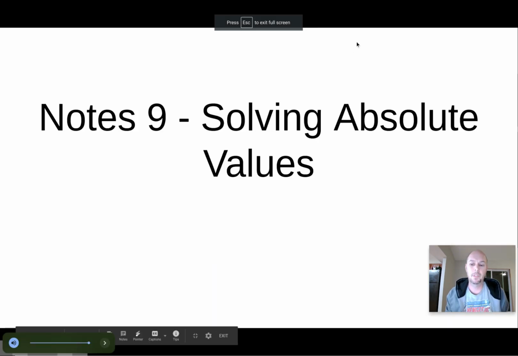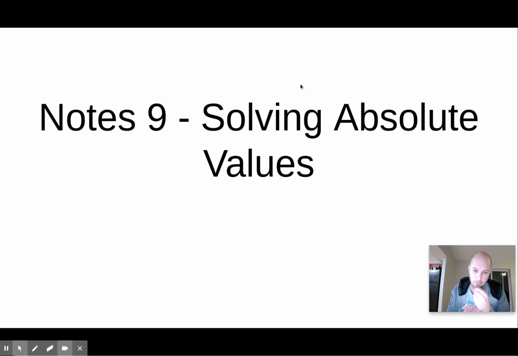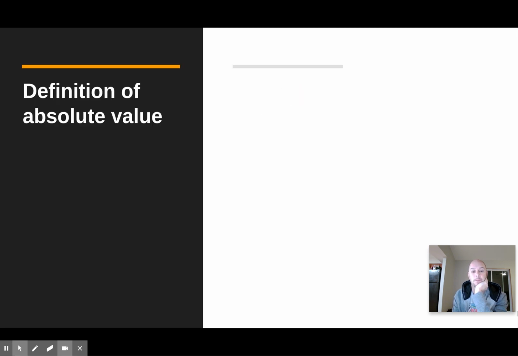All right, so we're going to go over notes 9, solving absolute values. And what I want you to do is, as I go through these, I want you to be writing this down on a separate sheet of paper, and also to make sure you're answering the Edpuzzle questions as we go. So, solving absolute value equations.